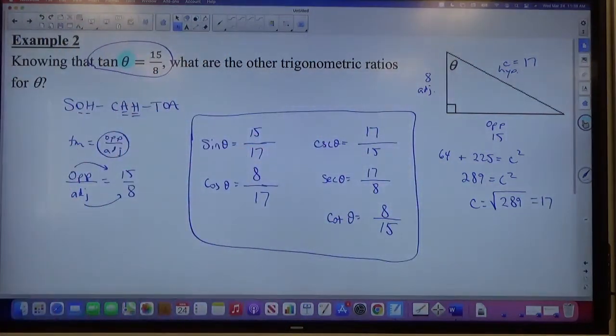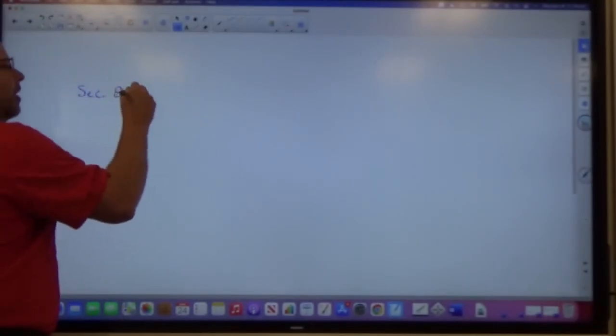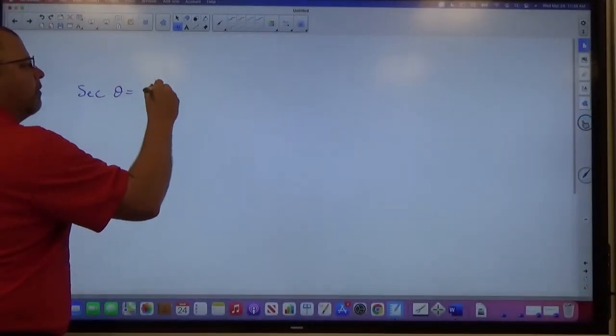They give you one, you can find the rest. The one they give you makes the triangle. The Pythagorean theorem finds the missing side, and then SOHCAHTOA finds sine, cosine, tangent, and then reciprocate to get the other ones. One slight thing that I want to bring to your attention that they might throw at you, and how to handle it. So suppose they tell you this. Suppose they say secant of theta equals 5/4.